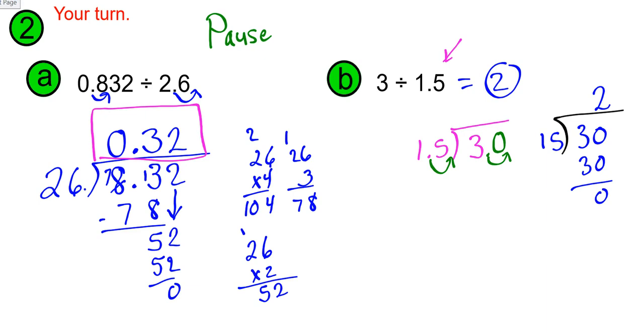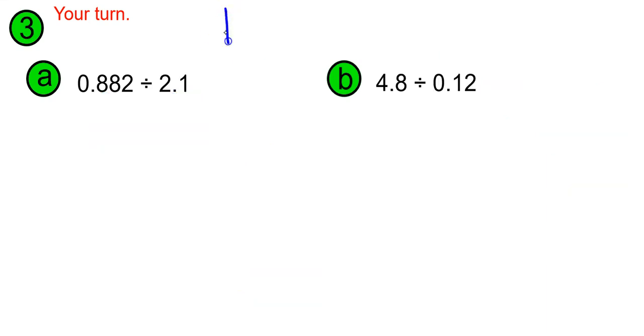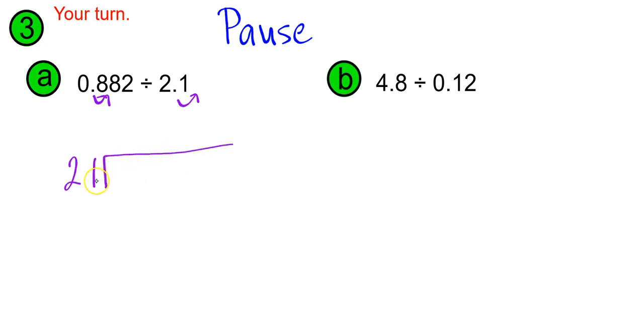All right, let's do 2 more practice. Pause the video and then push play when you're ready to check your answers. All right, remember this is your divisor, so we have to make this a whole number by moving your decimal over. So instead of 2.1, it is going to be 21. And instead of 0.882, it's going to be 8.82.